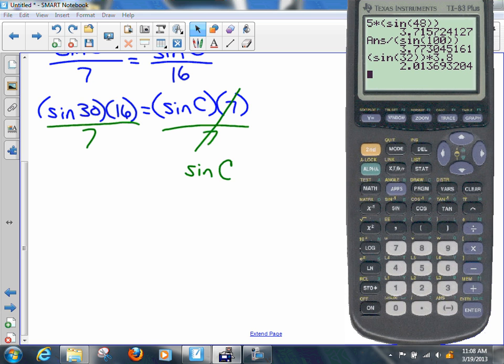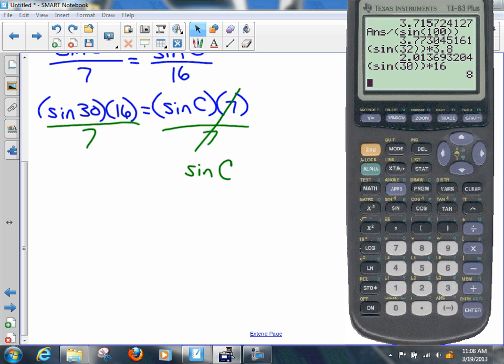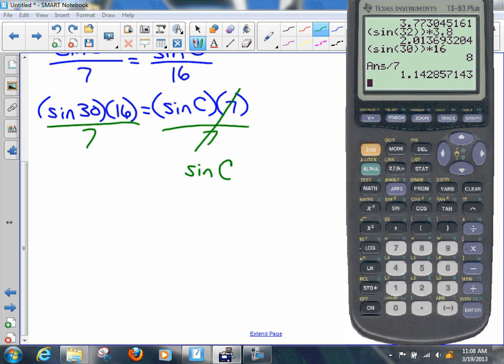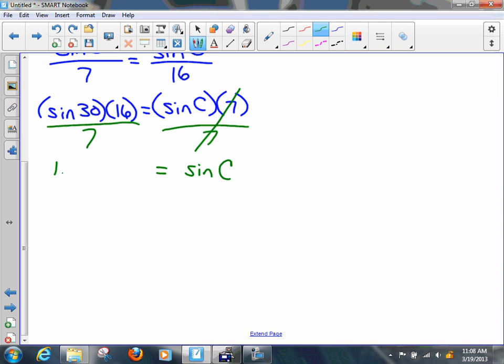Sine of 30. Let's put this in our calculator. Might as well laugh as cry, right? Sine of 30 times 16. Find that product, and then we're going to divide by 7. Now, look what's happening. We get the sine of C is equal to 1.1428 blah, blah, blah, right? But just put 1.1428 dot, dot, dot, okay?